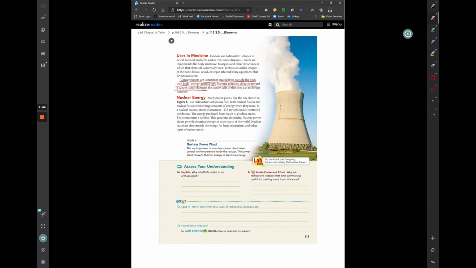And then lastly, nuclear energy is another use of radioactive isotopes. Remember, we said that there's nuclear fusion and nuclear fission, when the nucleus of the atom either splits apart or fuses together. Both of those processes, fission and fusion, release huge amounts of energy when they react. That energy does produce heat, and it can be used to heat water and then use the steam to turn a turbine. So it's basically like using steam turbines, steam generators to get electricity, but it's just using nuclear fusion or fission as the source of energy to heat the water to create the steam.